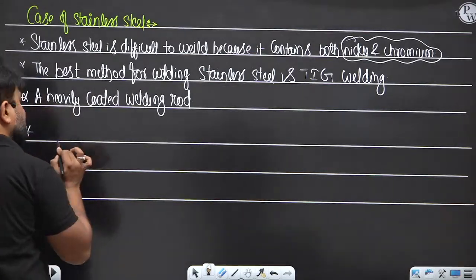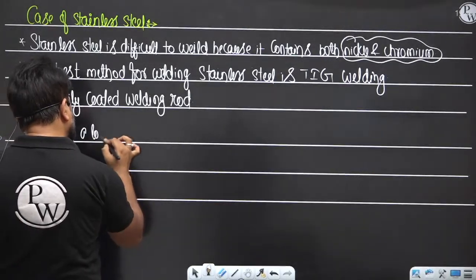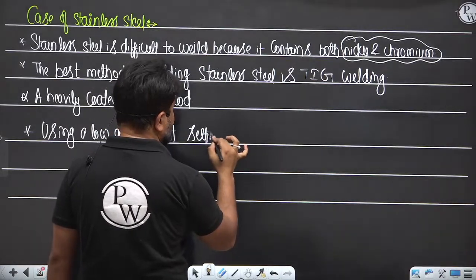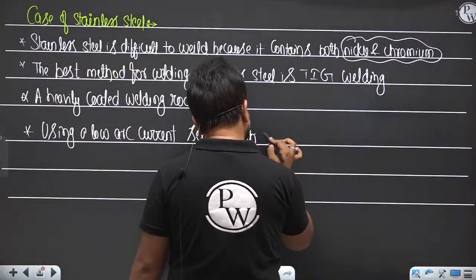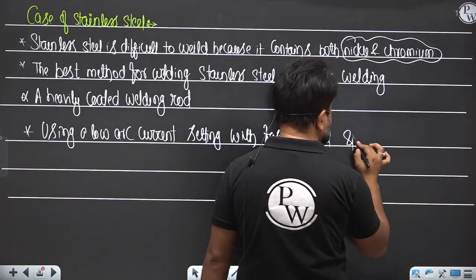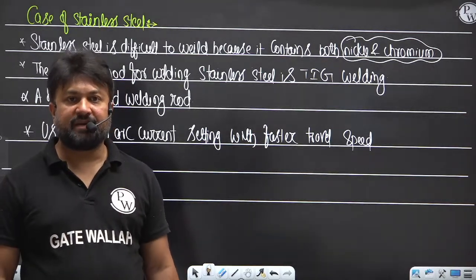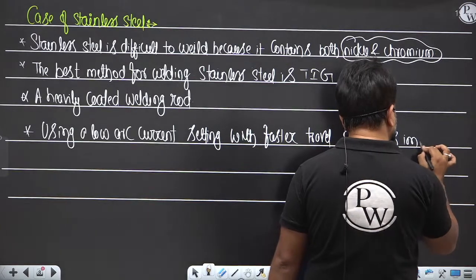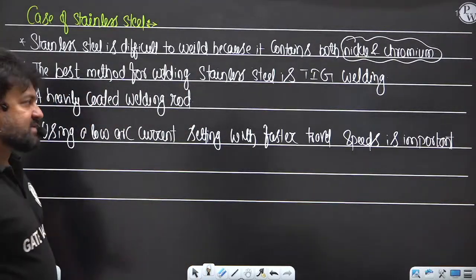So you should use what? A low arc current setting, my dear, with faster travel speed. Because of that, you can avoid the precipitation of what? Carbide, right? Faster travel speed is important when welding stainless steel.